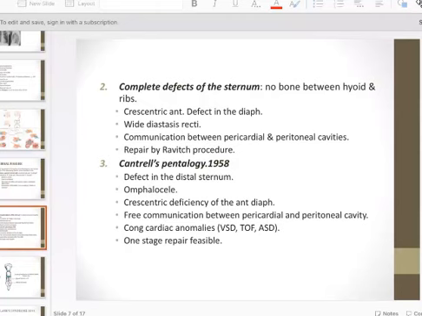These we can do in one-stage repair, closing the abdominal defect, and we close the diaphragm, and we can close the defect of the sternum, and after that we do correction of the ASD or VSD or the TOF.